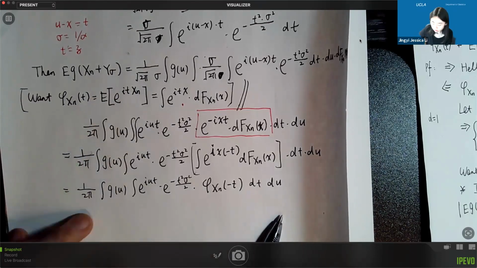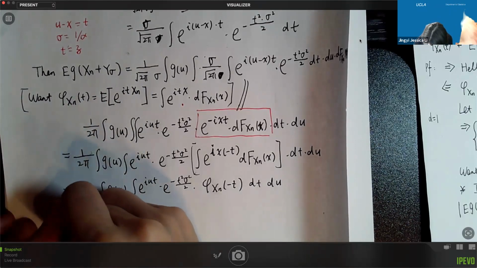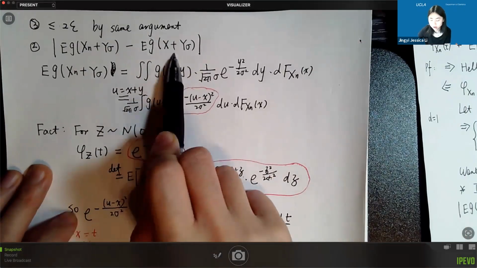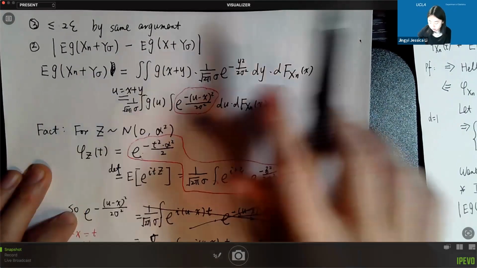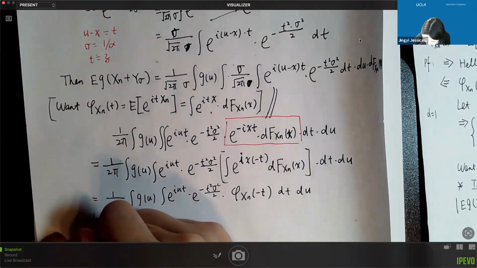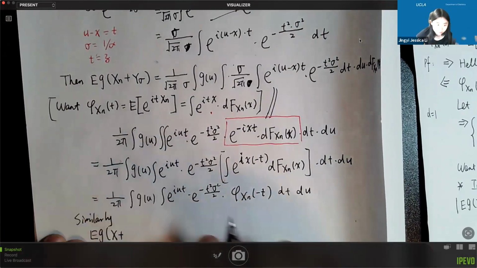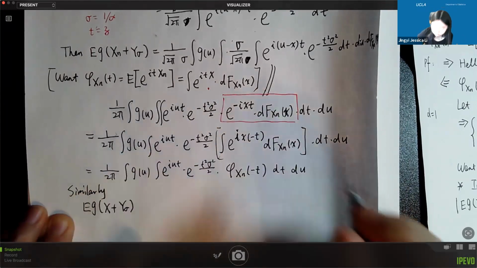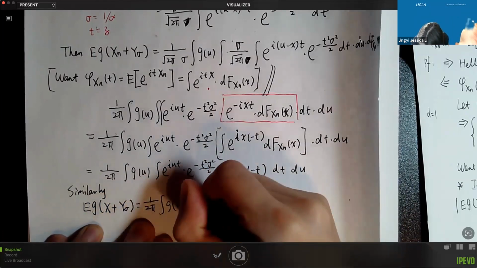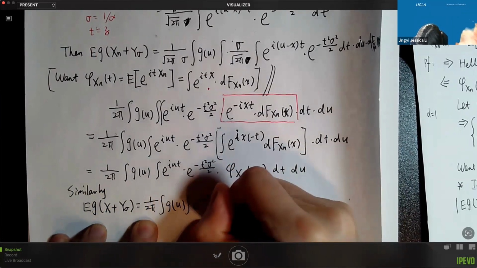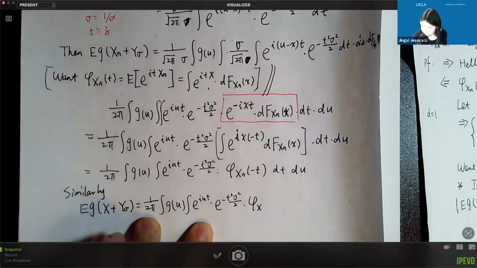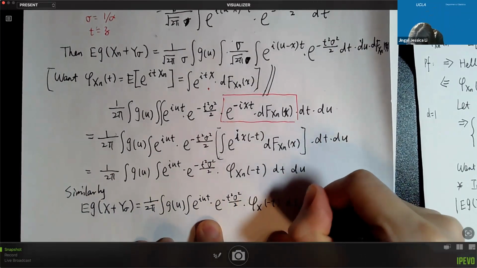That's it. Okay, so similarly, for the second term, I need to have the expectation of g(x plus Y sigma). I replace Xn by x. But I only need to change the characteristic function. That is, I would have the expectation of g(x plus Y sigma) as the same thing. I just copy the top, with iut. Here's the only change. It becomes the characteristic function of x at negative t, dt, du.